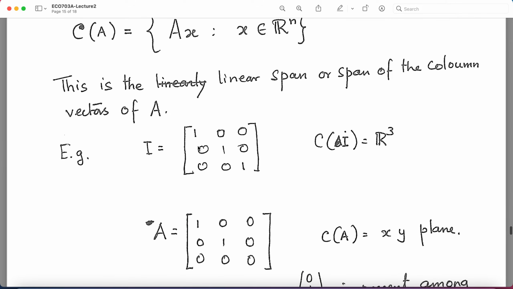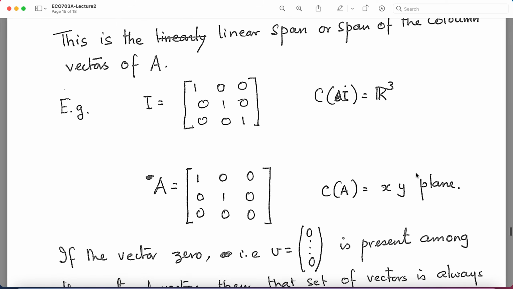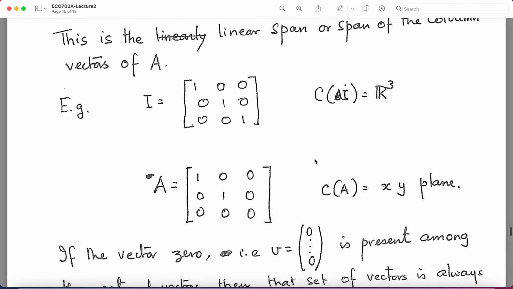For example, if you take I as 1 0 0, 0 1 0, 0 0 1, you will immediately have the column space of I is R3. But say you have a matrix like this where one of the column vectors is 0. If one of the column vectors is 0, you can understand all the three column vectors are not linearly independent. So, these are three elements which are not linearly independent.